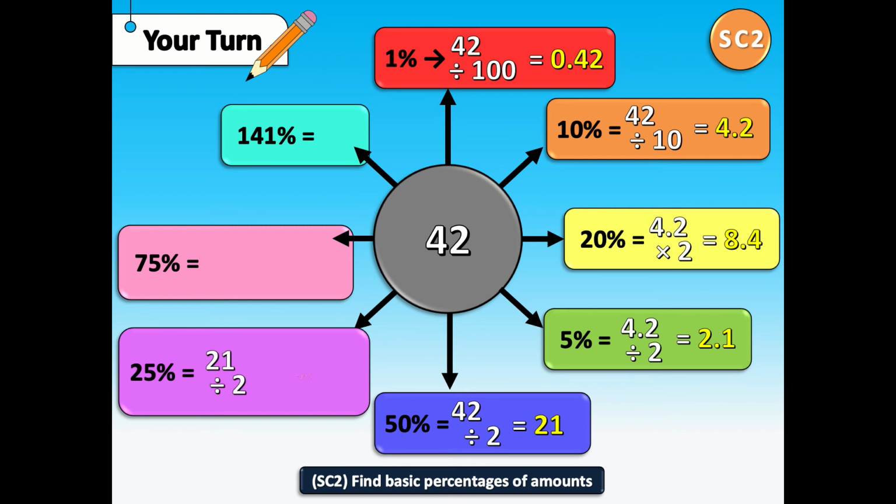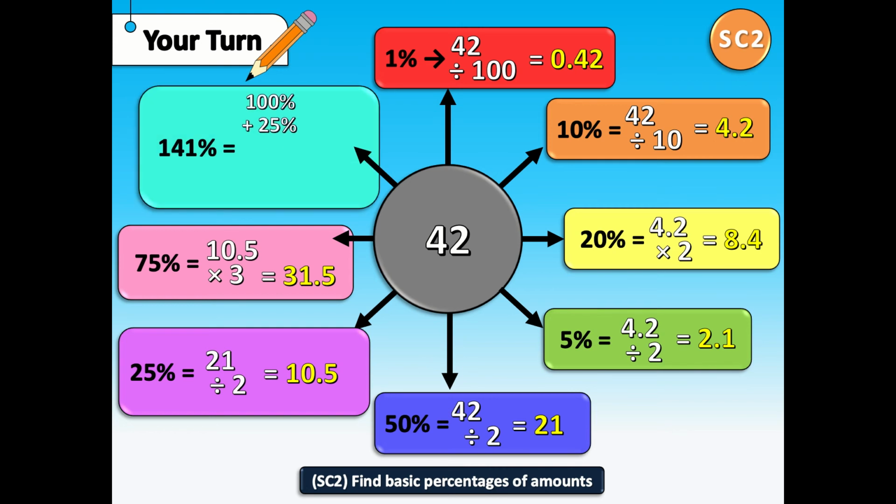25% of 42 is 10.5. 75% of 42 is 31.5. And 141% of 42, well, I can add together 100%, 25%, 10%, 5% and 1%. And I should get the answer 59.22.